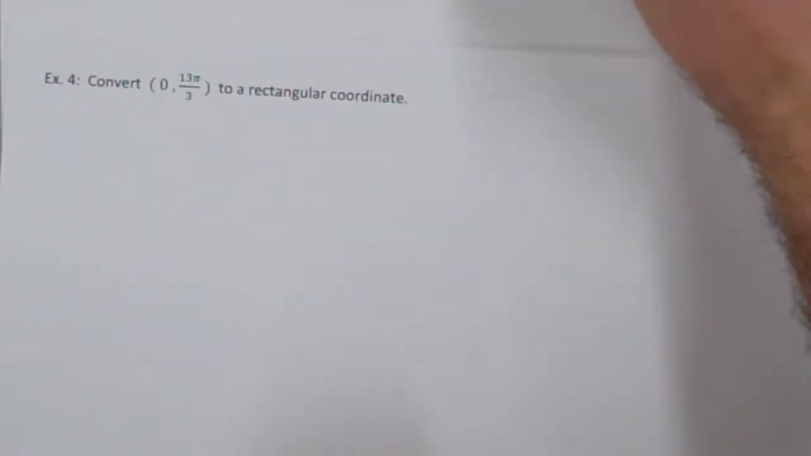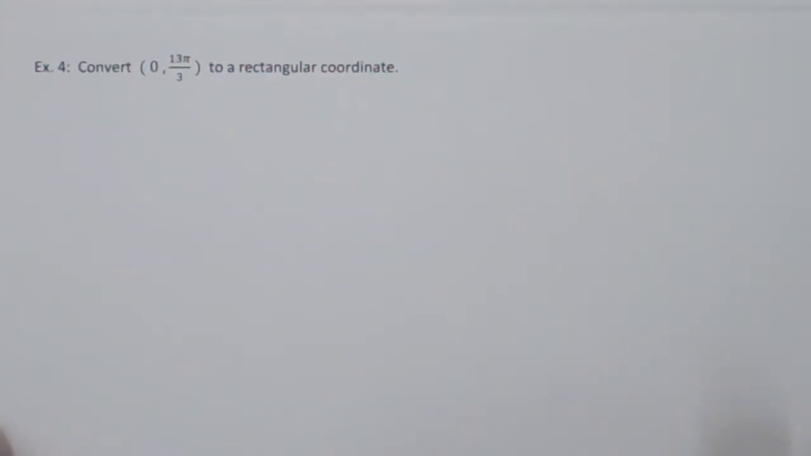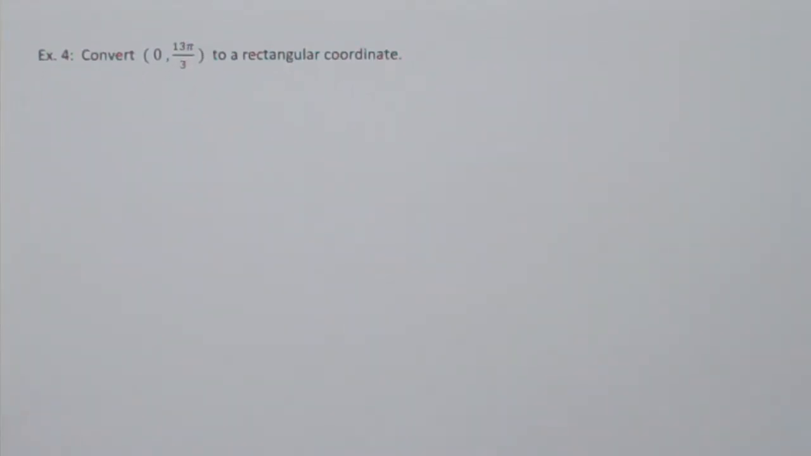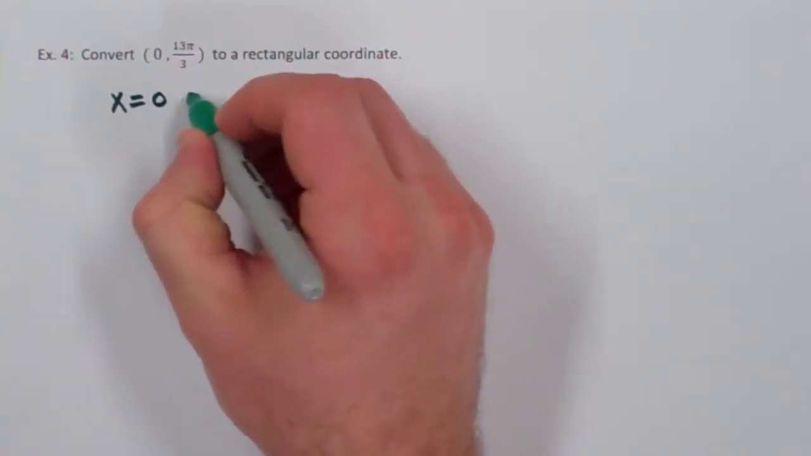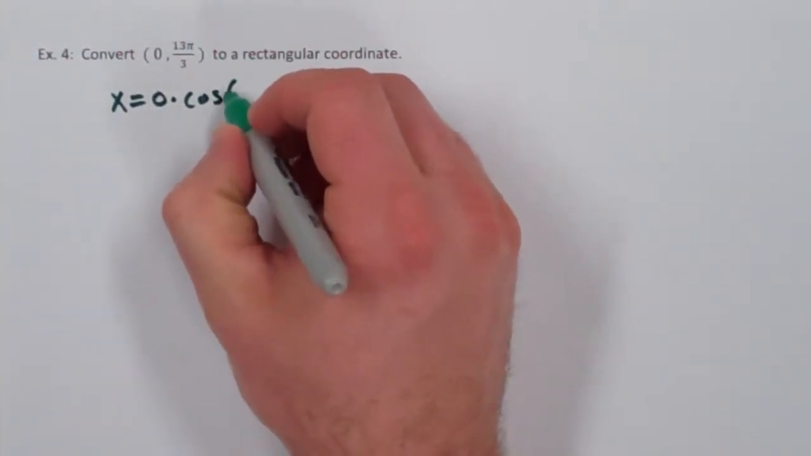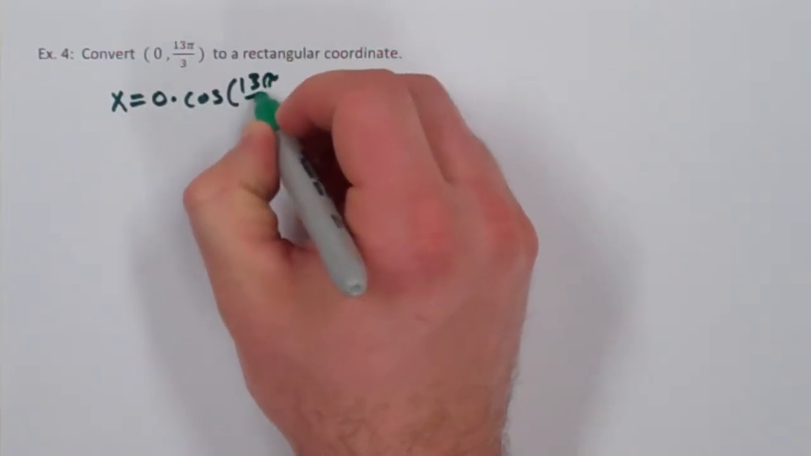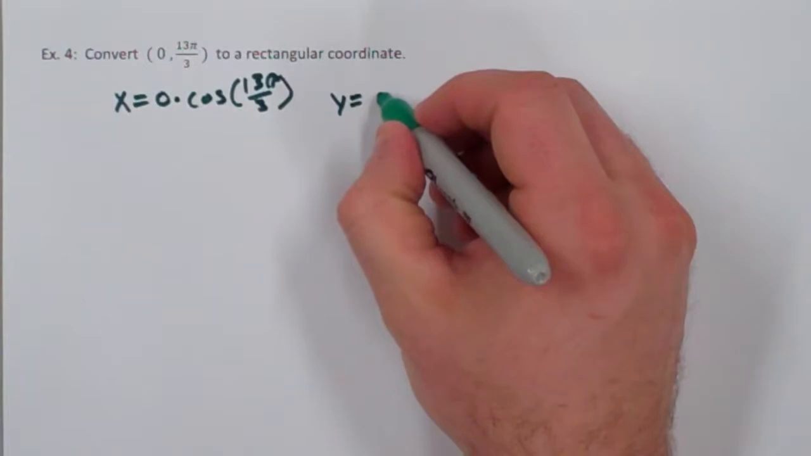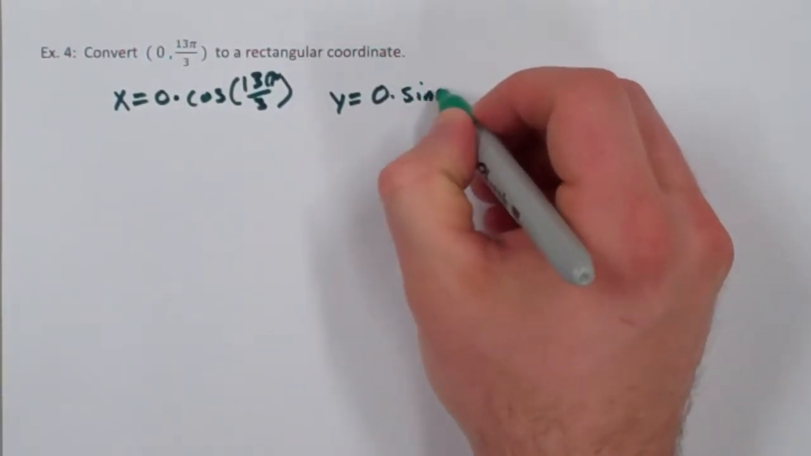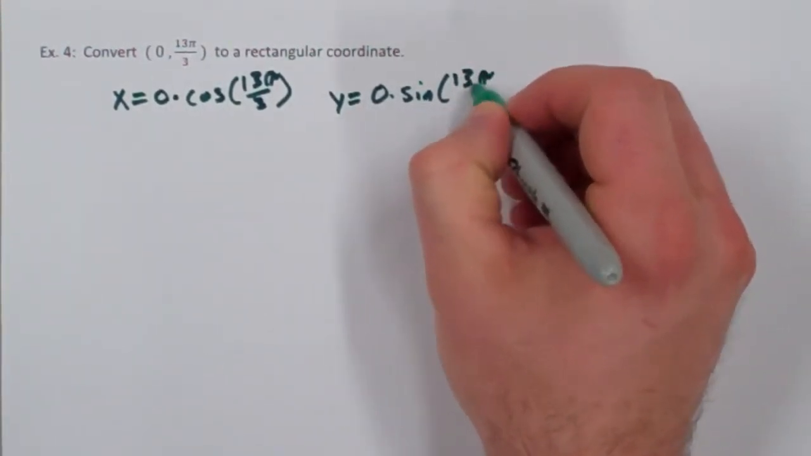And we might be able to knock out one more here, so we'll get to example 4. And so for example 4, we're going to do the same thing. We're going to convert this to a rectangular coordinate. So x is equal to r times the cosine of 13 pi over 3. And then y will be 0 times the sine of 13 pi over 3.